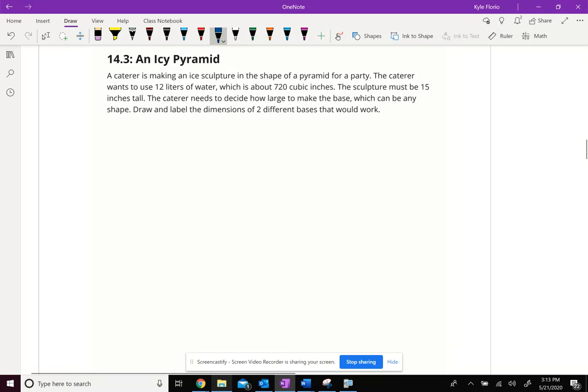All right, so I know that it's going to be 12 liters, which is about 720 cubic inches. That's the volume. And the height of the sculpture is 15 inches. The question is, what's the base? And what are two different bases that I could use?